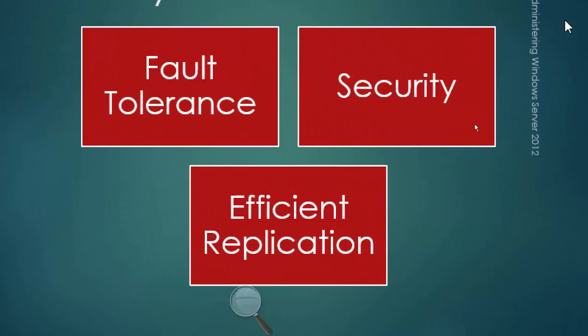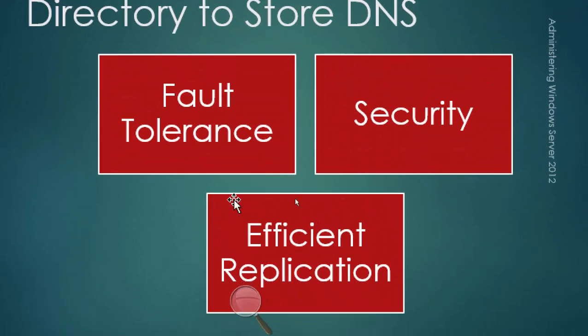The benefits of using Active Directory stored DNS are fault tolerance, security, and efficient replication. Active Directory gives the fault tolerance. You know what a fault tolerance is? It tolerates the fault. What fault are we talking about? If there are two domain controllers and both have Active Directory integrated DNS servers, and the first domain controller goes down, the second domain controller still has the DNS server, so DNS keeps working.